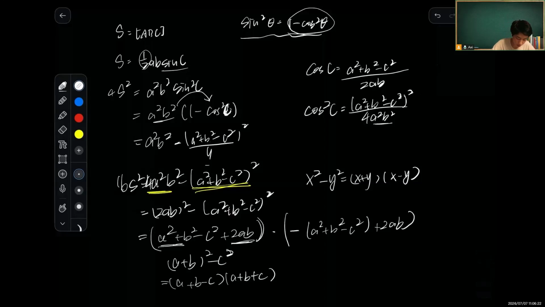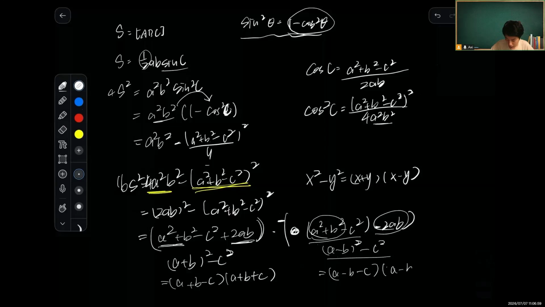First of all, we can move the negative sign outside so that we have to change this sign over here to negative. And then again, we can apply the square identity because we observe that it can be factorized into this. So again, we factorize that. It gives us a minus b minus c multiplied by a minus b plus c. In this case, we can put this negative sign into this expression over here. So it's negative a plus b plus c.